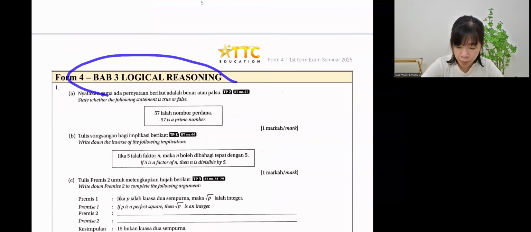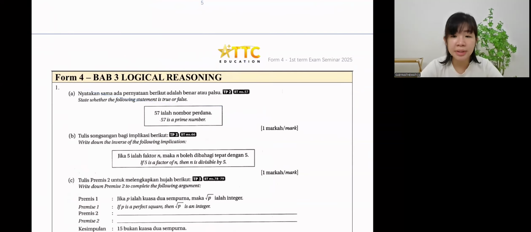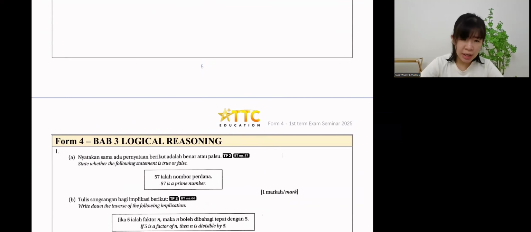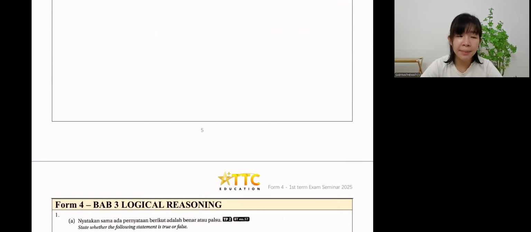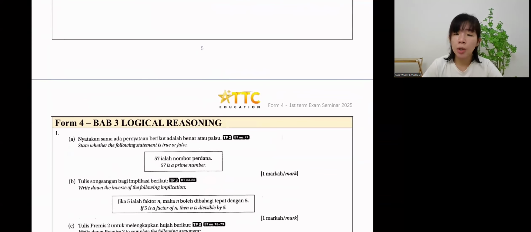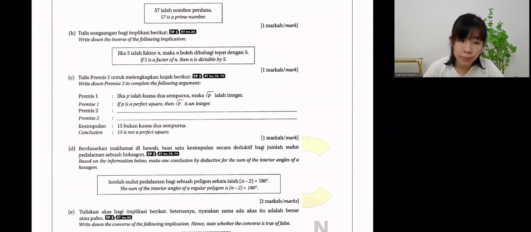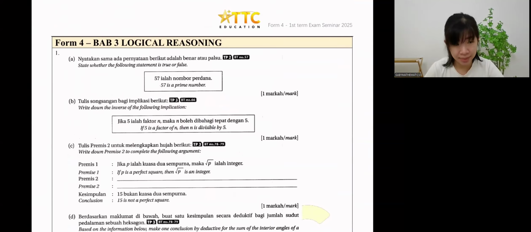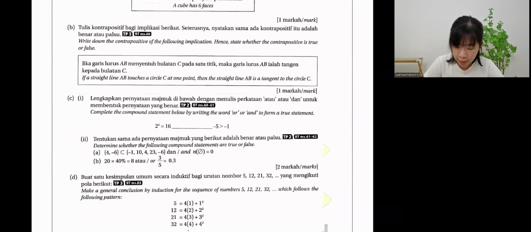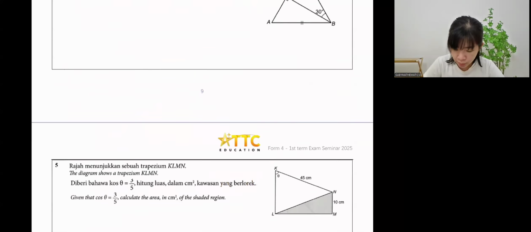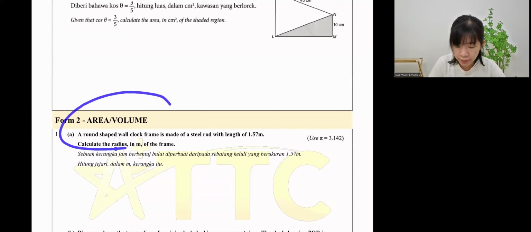The next topic will be Part 3, logical reasoning. So the true false thing that we just learned in class, which just ended this week. I didn't put Chapter 2, number bases. For number bases, you have to do revision on your own because it's the easiest chapter. Agree? Okay, next in this book we have area and volume.